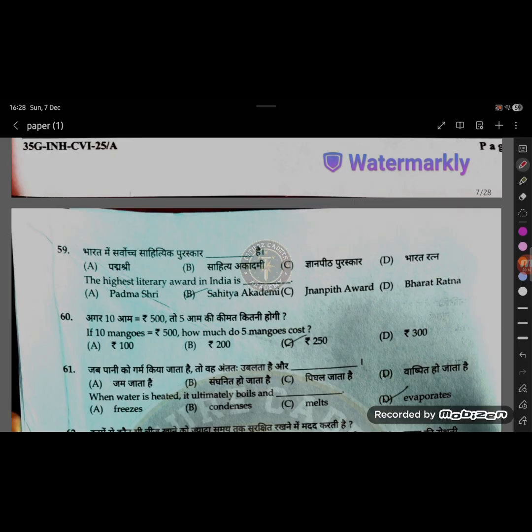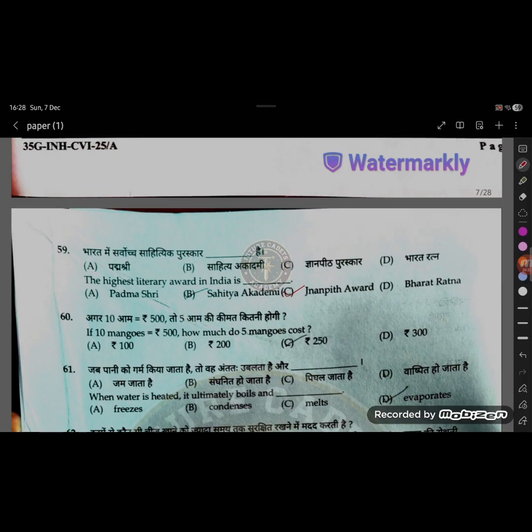Now question 59 about awards. It is asking about the highest literary award of India. In India, it is the Gyanpith Puraskar. Gyanpith Puraskar is the highest literary honor in India.